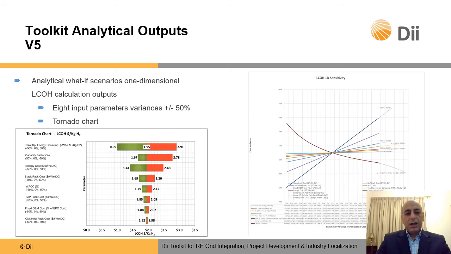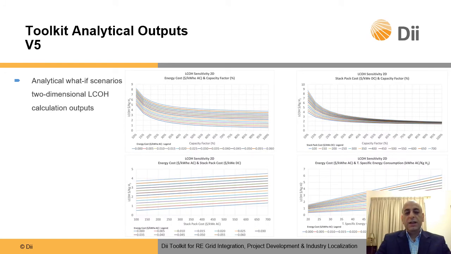The toolkit analytical outputs also include various visual charts for easy trending and understanding of the outputs. The first chart on the left is a tornado chart, and it ranks the most important parameters in terms of weightage change per levelized cost of hydrogen variance.